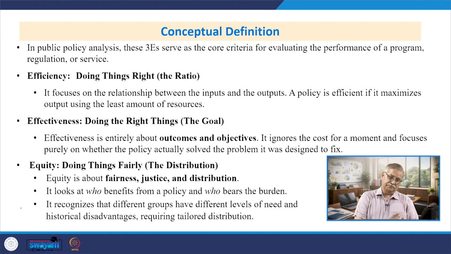The third and most important concept is equity, and here it talks about doing things fairly. So you can now understand that efficiency means doing things right, and here ratios are measured. Effectiveness means doing the right things, where goals are to be achieved. Then equity means doing things fairly, meaning how the benefit of the policy is distributed in society, whether the benefit of the policy is evenly distributed in society or not. That matters as far as equity is concerned.